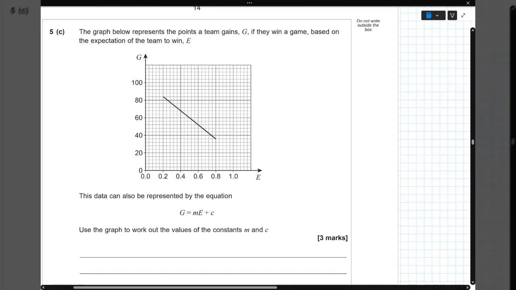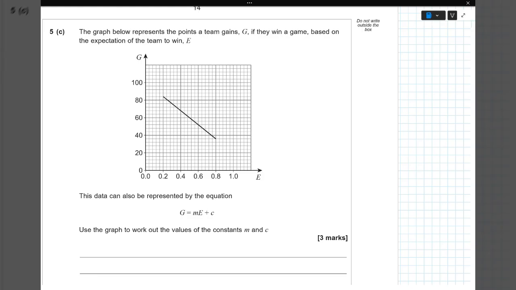Okay, so part C. The graph below represents the points a team gains, G, if they win a game, based on the expectation of the team to win, E. They just want you to find the equation of the line here. So I like to take 1 point there and 1 point there. We have got 0.2 and 84. Each of these little squares go up by 4. Hopefully you're trained really well to read these. And then we've got 0.8 and 36.